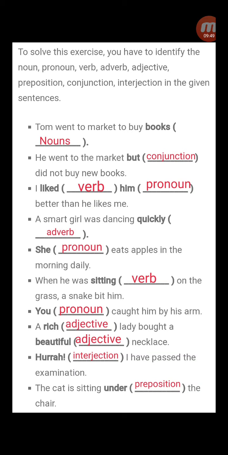She eats apples in the morning daily. Pronoun. When he was sitting on the grass, a snake bit him. Sitting. Verb. You caught him by his arms. Pronoun. A rich lady bought a beautiful necklace. So the lady is described as rich and the necklace is beautiful. So both are adjectives.